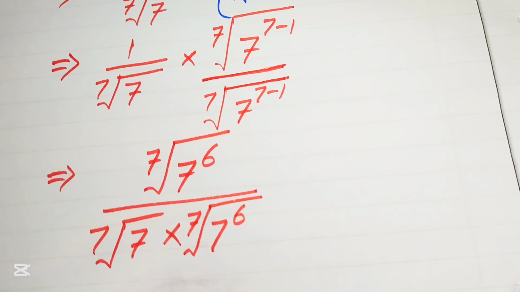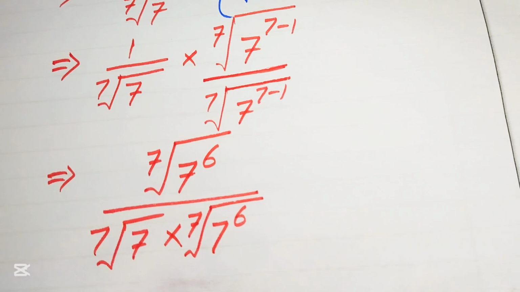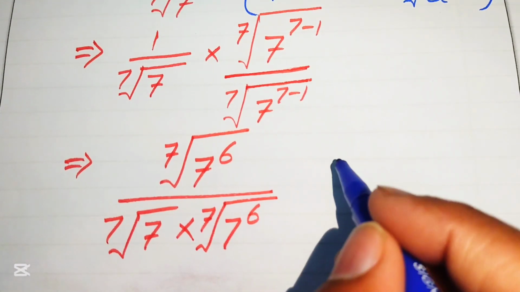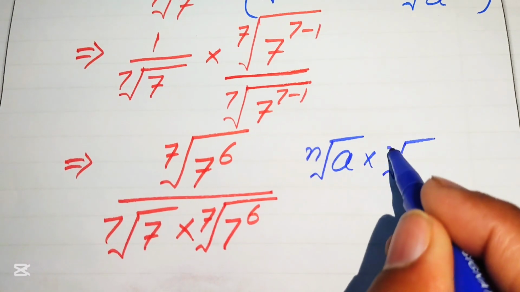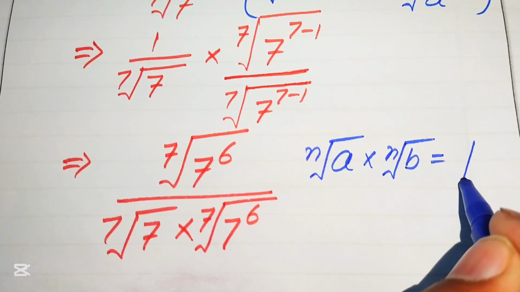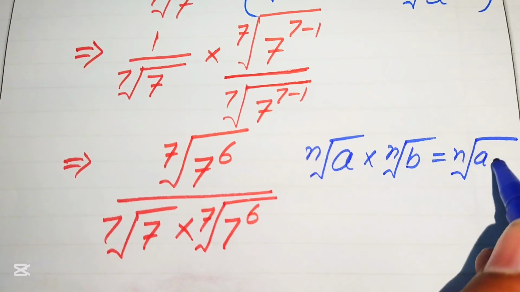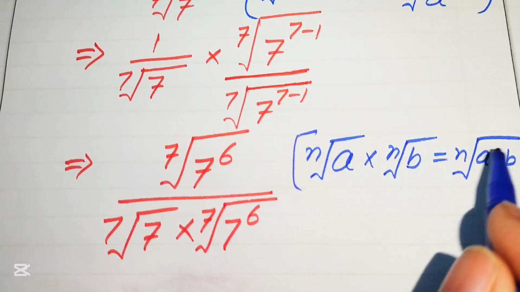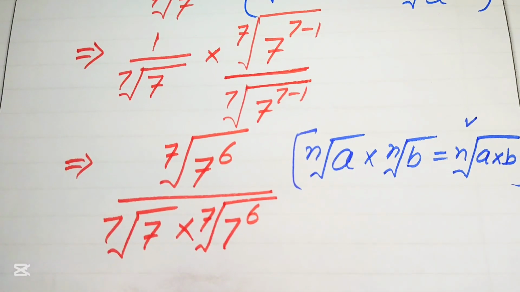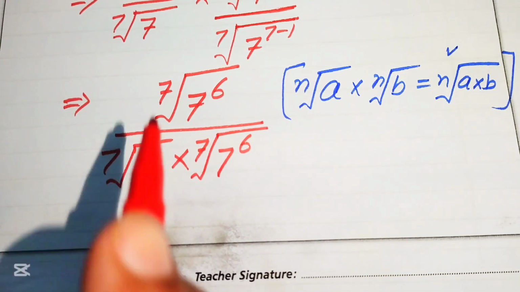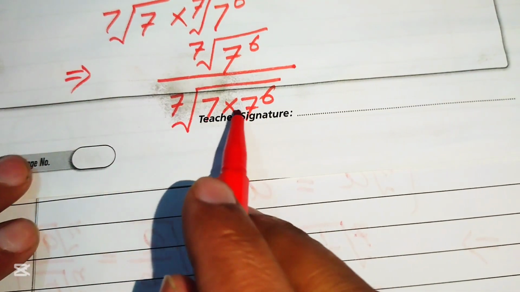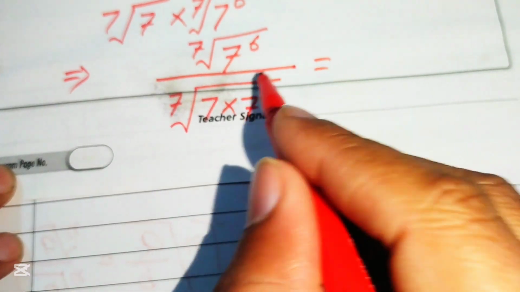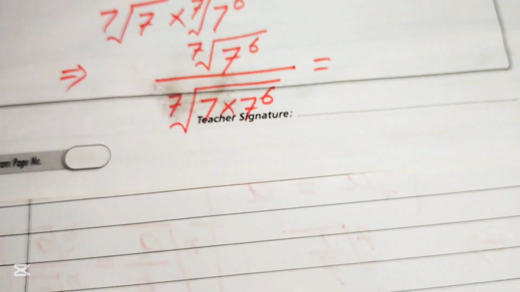After this step here we need another radical law. You know that if we have nth root of a multiplied by nth root of b, we write it as nth root of a multiplied by b. So here according to this radical law we can write the denominator in this form. We have the 7th root of 7 times 7 to the power of 6. So we write this expression in this form.